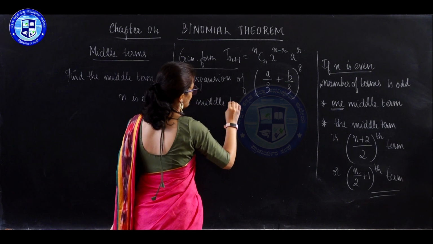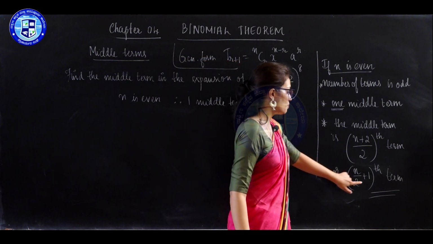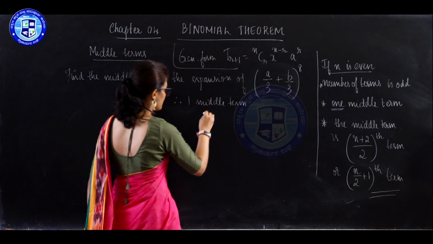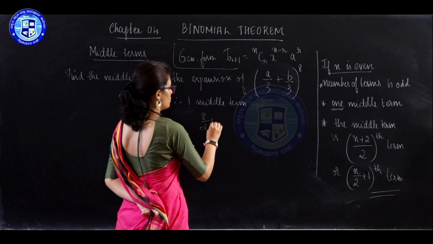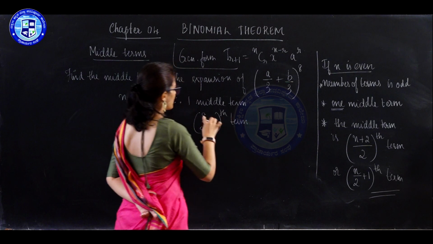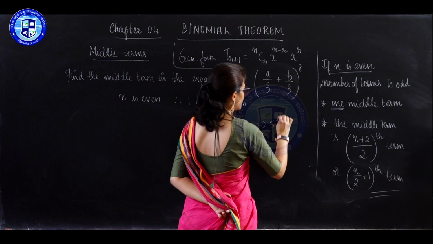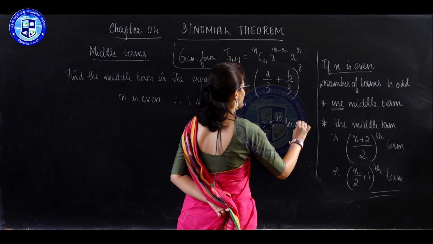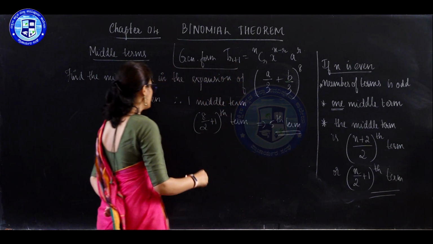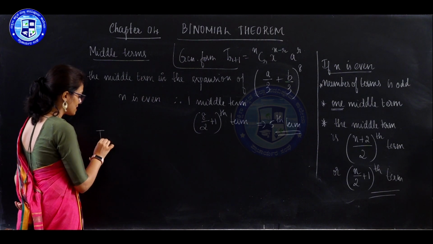Now, which will be this middle term? The middle term will be n by 2 plus 1th term. So 8 by 2 plus 1th term. So what is 8 by 2 plus 1? This is 4 plus 1, that is 5th term. So 5th term is the required term, that is the middle term in this expansion. So we need to find what is T5.